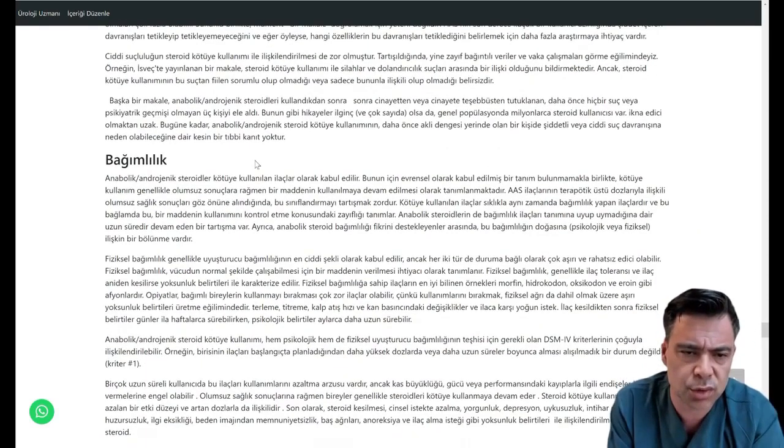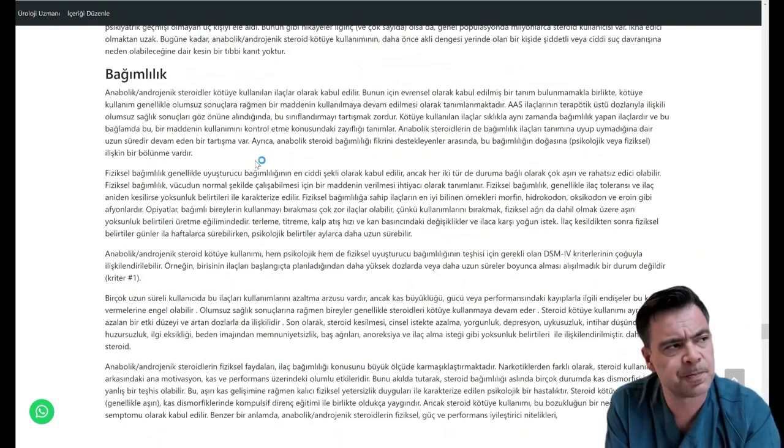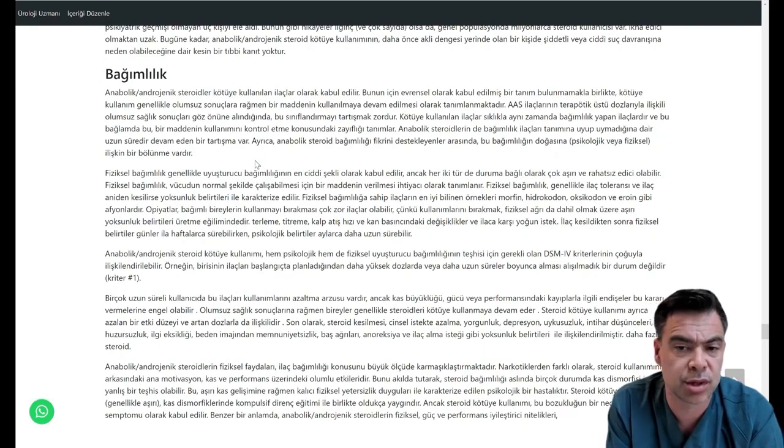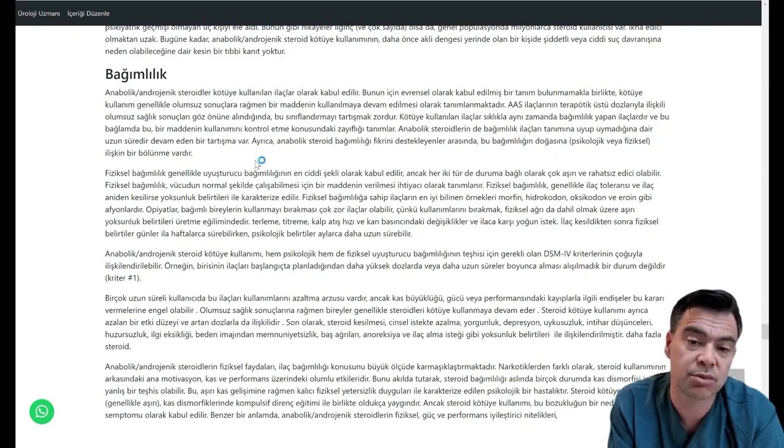In my opinion, addiction is like this. If a person has been using it for 5 to 10 years, we can talk about that person being addicted.